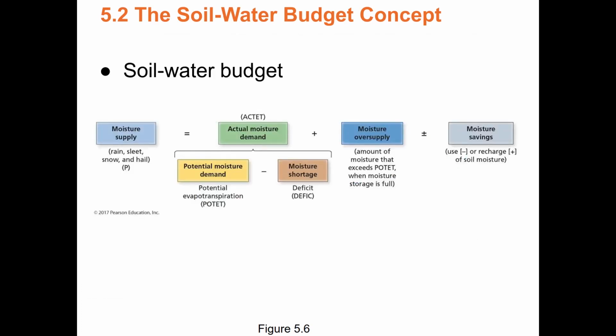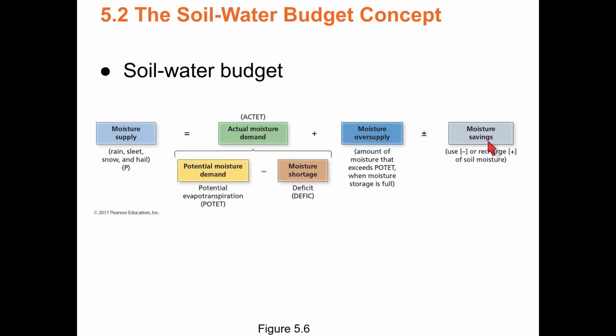So in the book, here is the soil water budget. We've got the supply, rain and snow. That's water coming in. Here we have POTET. That's how much water the system needs. We have ACTET, which is how much the system actually was able to use. We have deficit, which is water that you needed that you didn't have.